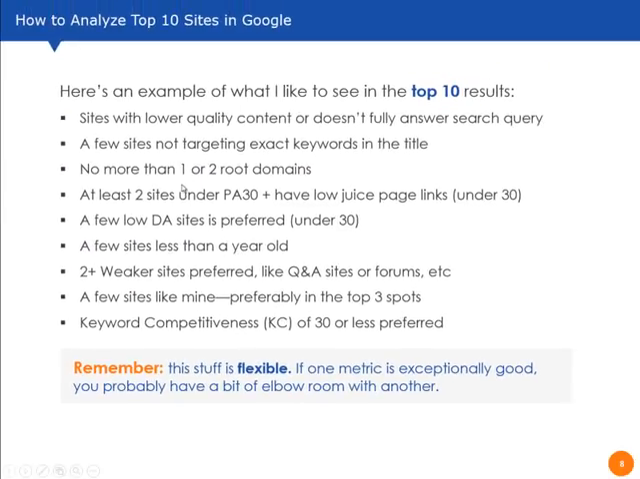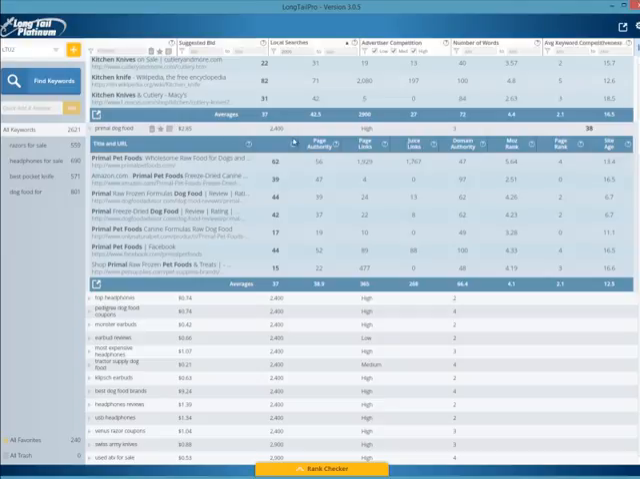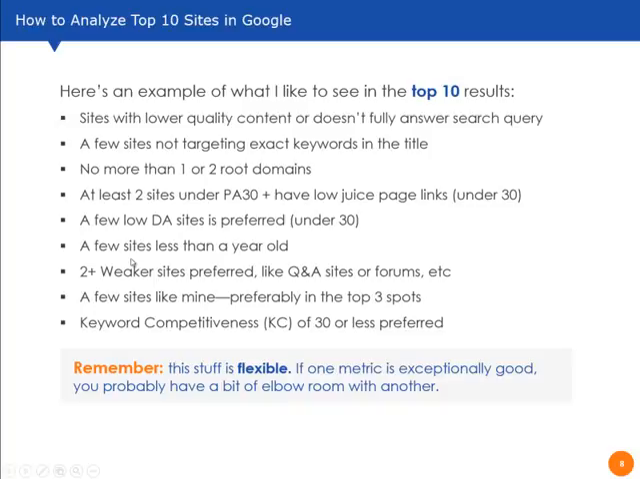No more than 1 or 2 root domains. So let's take a look at that. The number 1 result is a root domain, but that is the only one. So it's not terrible in this particular checkbox.